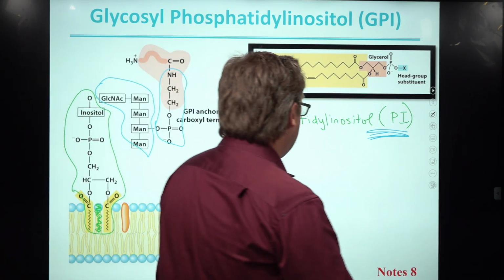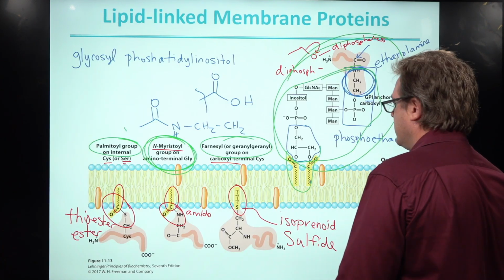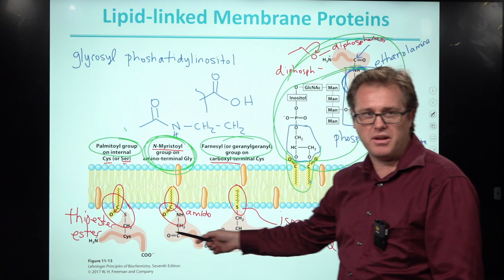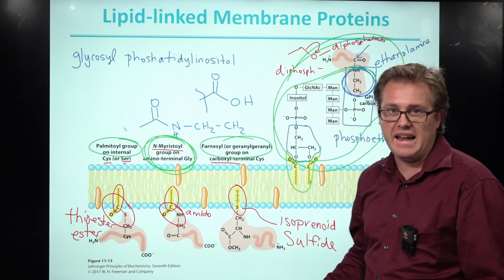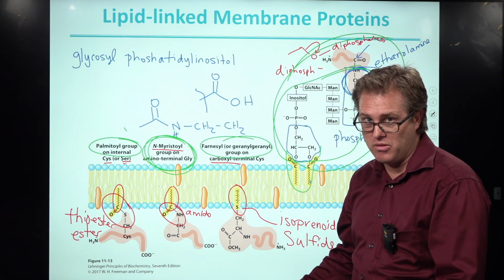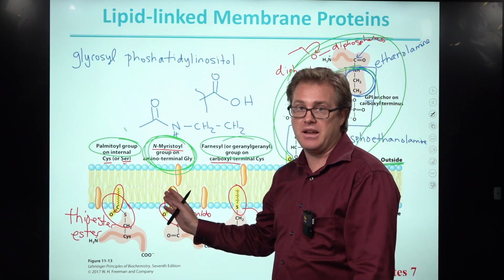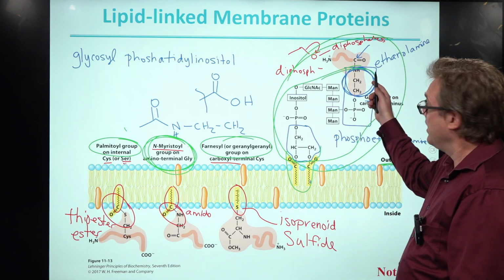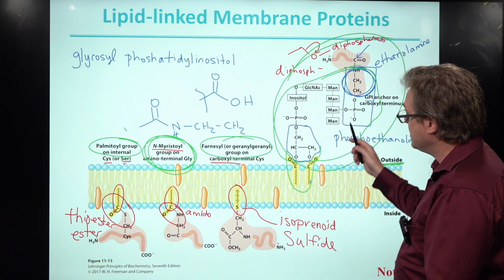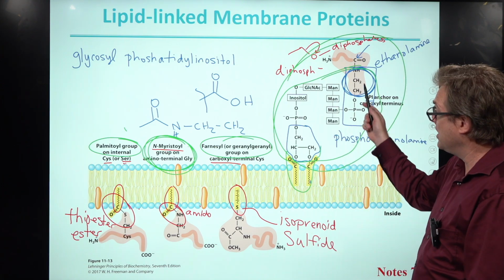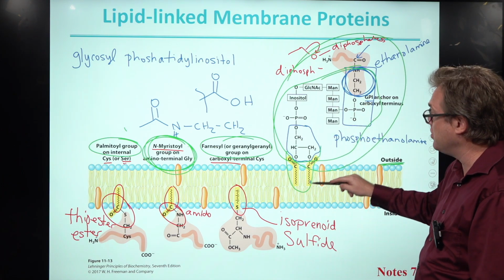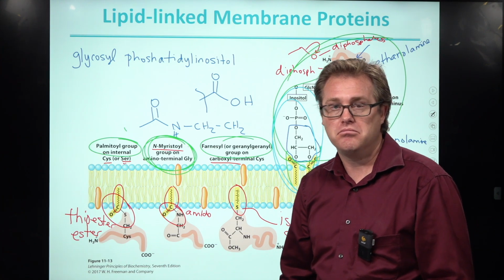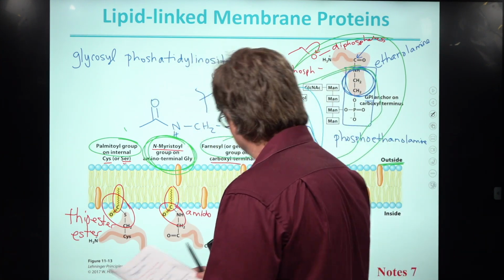So if we come back here, these linkages right here, these three, are just fatty acids stuck to a protein, and then they get inserted into the membrane. Whereas the GPI linker is a protein that's technically linked to an actual lipid. Kind of cool.